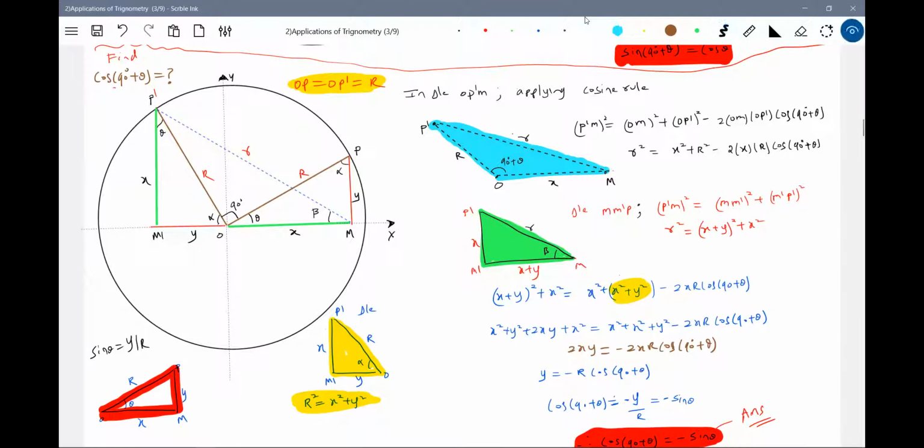Let's get into the discussion now. Now what we want is cos of 90 plus theta. So how to bring cos of 90 plus theta? I'll take the help of the cosine rule.